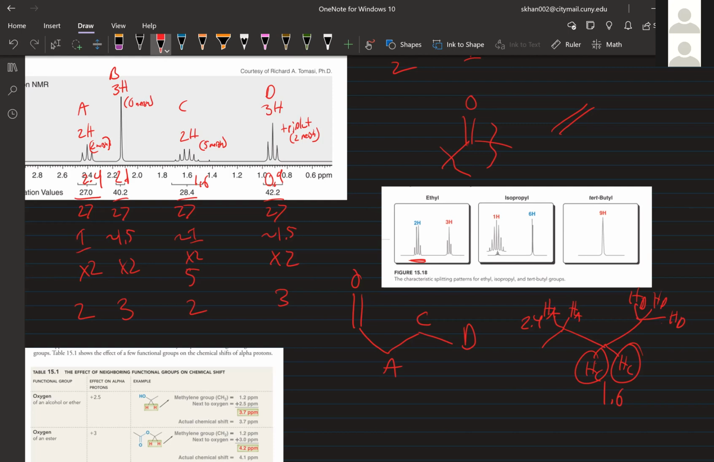If I gave you positions to attach this remaining group, say here or here, where would we attach the remaining 3 H's and the 1 carbon left? Would it be at the carbonyl? Would it be at A? Would it be C? Or would it be D? The other side of the carbonyl, which accounts for why it's a singlet.